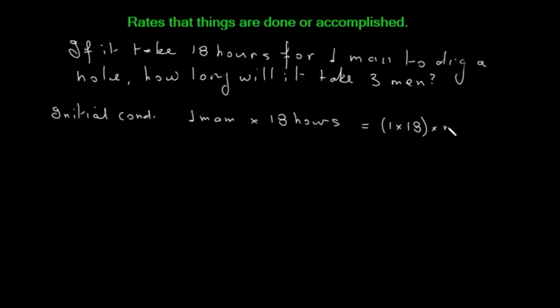times man hours. If you like, I can do MH. Alright, MH, man hours. So we have 18 man hours. That is our initial condition. That represents the amount of work needed to dig the hole.